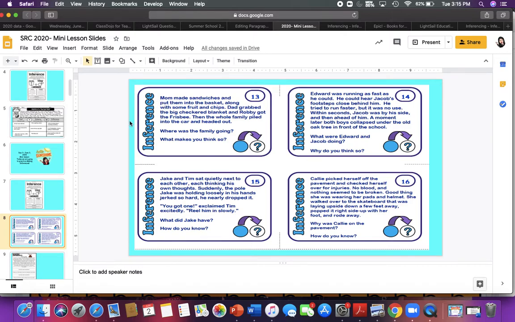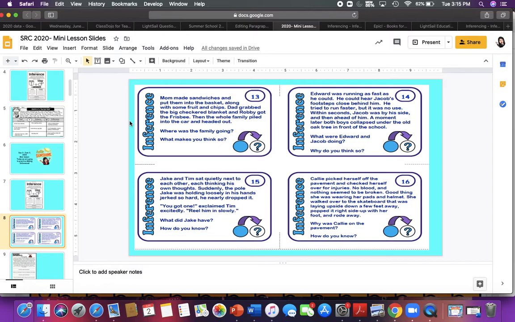Mom made sandwiches and put them into the basket, along with some fruit and chips. Dad grabbed the big checkered blanket and Robbie got the frisbee. Then the whole family piled into the car and headed out. Where was the family going? I want you to think about that. Where could they be going? Mom made sandwiches. There's a basket with food in it. Dad has a blanket. Robbie grabbed the frisbee. So think about, where would that be? If you said they're going on a picnic, that is correct.